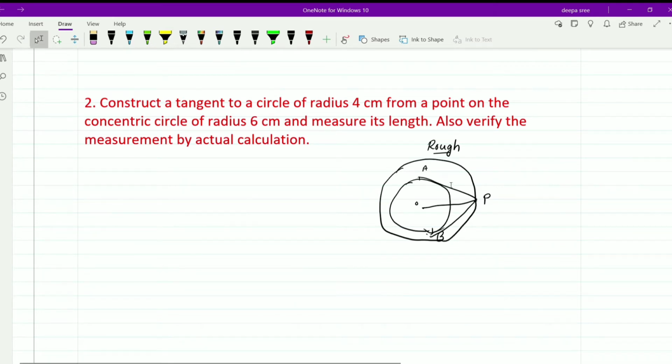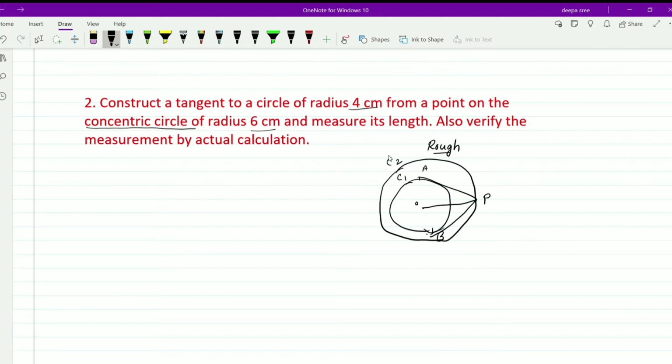So here is given the rough figure. Concentric circles mean two circles with the same center and different radii. Here it is given concentric circles of radius 4 cm and 6 cm. I have drawn a rough figure here, circle C1 and circle C2. Circle C1 of radius 4 cm and C2 of radius 6 cm we should construct, and mark a point P outside, on circle C2, and draw two tangents PA and PB to circle C1.